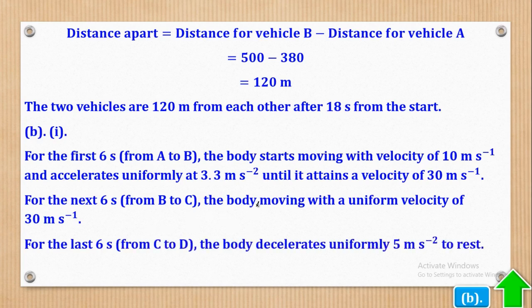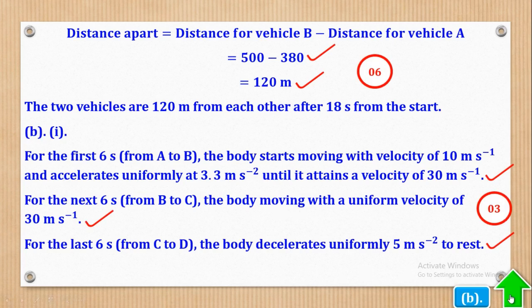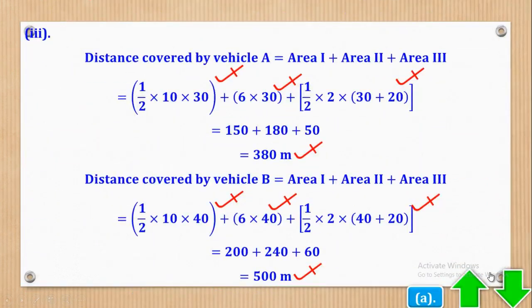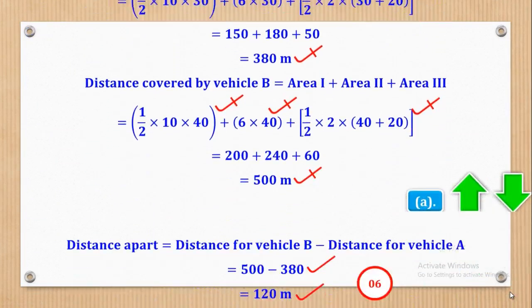Then from C to D, the body decelerates uniformly with a deceleration of 5 meters per second squared to rest. So that's how marks for this slide would be awarded. Okay, this one was already marked. Okay, so we shall go to the next part.